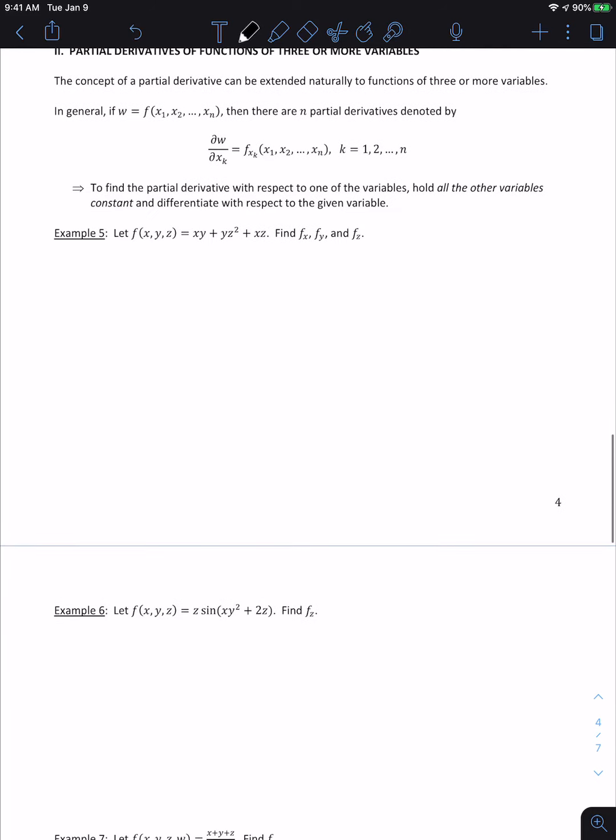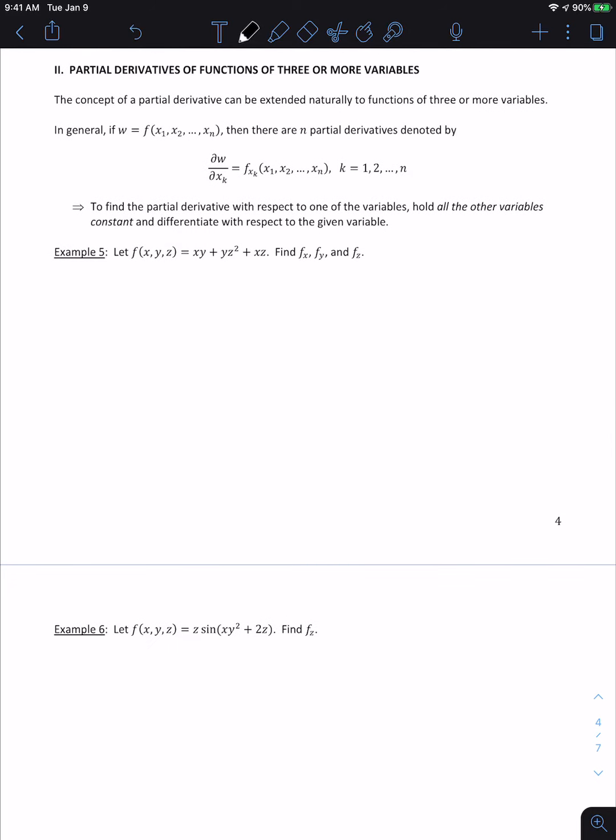All right, so partial derivatives of functions of 3 or more variables. The concept of a partial derivative can be extended naturally to functions of 3 or more variables. So in general, if I have w, which is a function maybe even of n variables, then in order to find the nth partial derivative, I just treat every other variable like a constant and differentiate with respect to that variable.